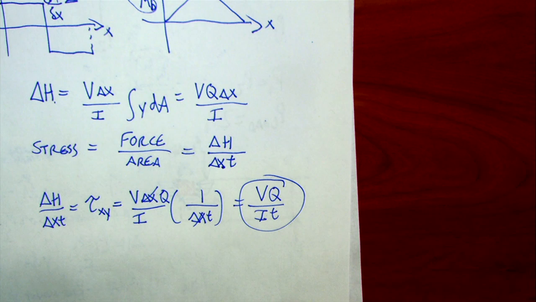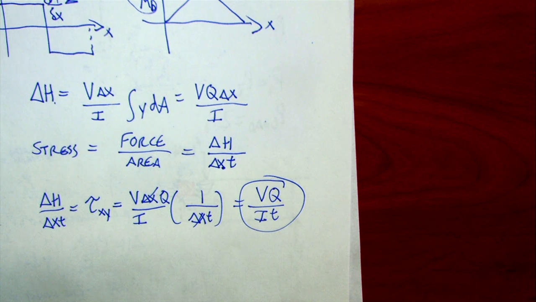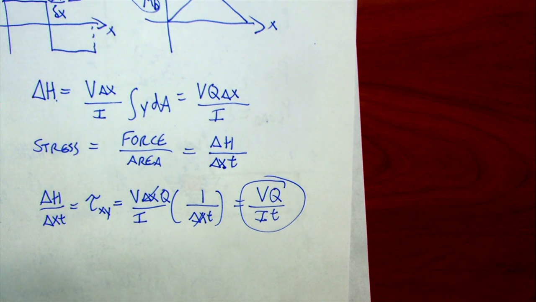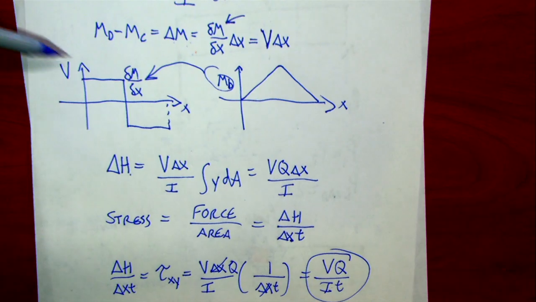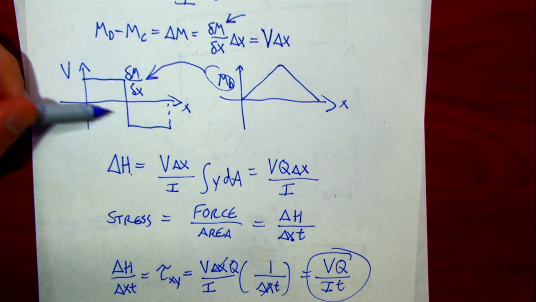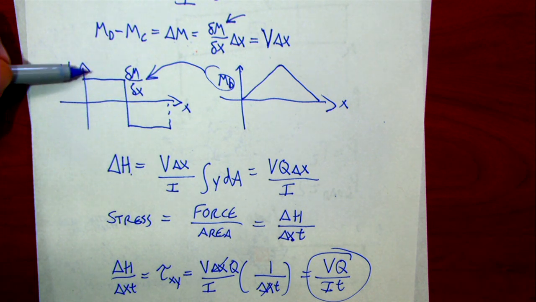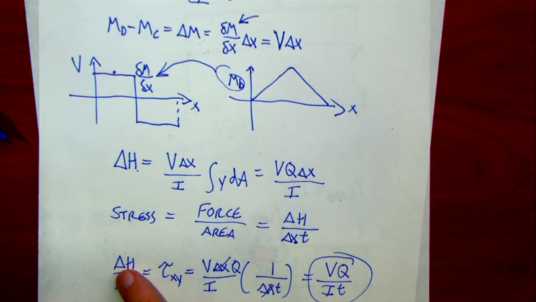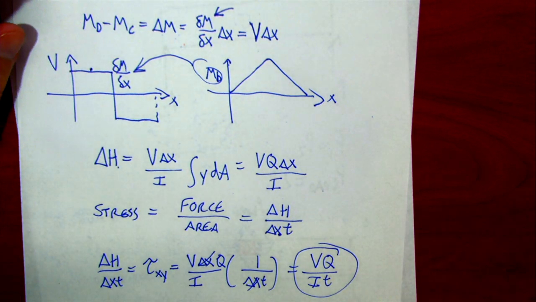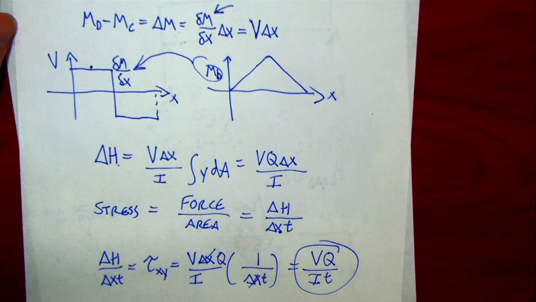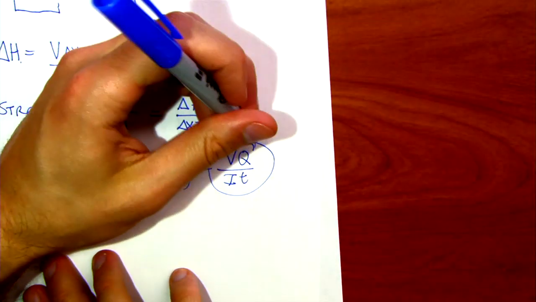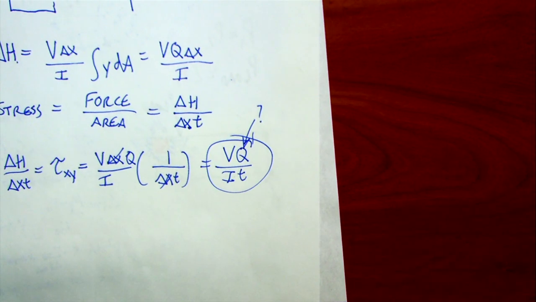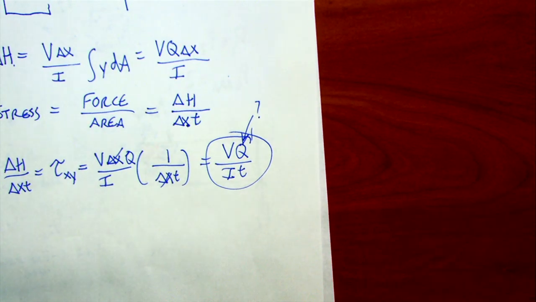Now it looks all nice and constant because I doesn't change. That's related to the whole cross section. V doesn't really change because we can get that from our shear diagram here. At any point x, shear is a value that I can find. T doesn't change for any given point x either. Q is kind of our unknown here. It's that first moment of area, and what does that mean?